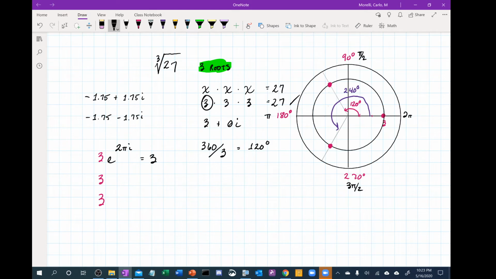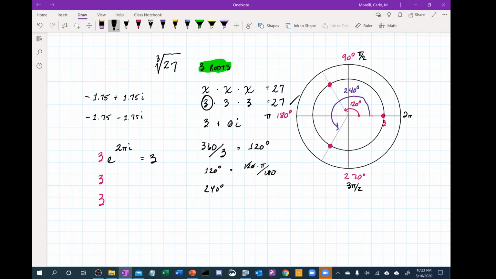Now, what I claim is, if we can figure out the radian measures for 120 degrees and 240 degrees, I think I can write, anyway, let's go through it. So 120 degrees. So you got 120 times pi over 180.